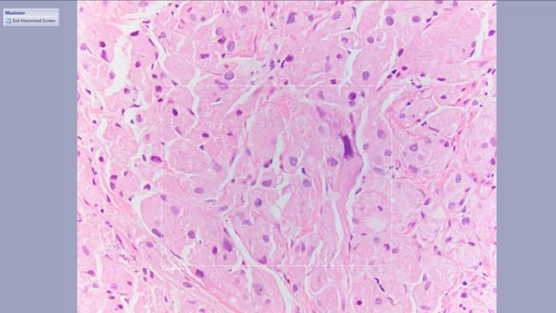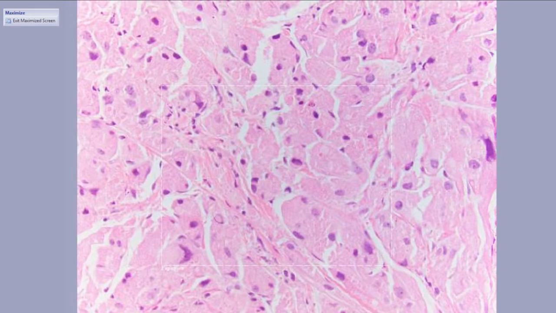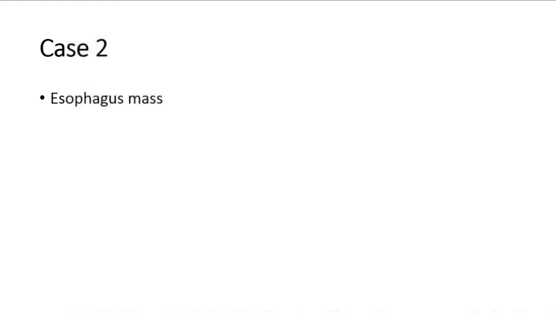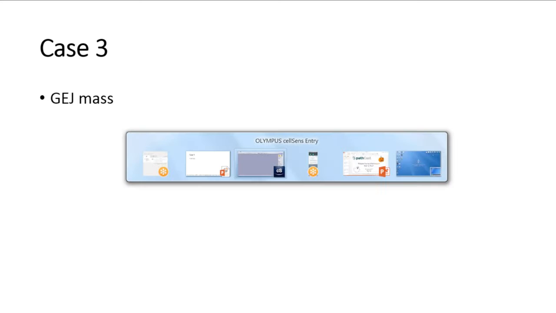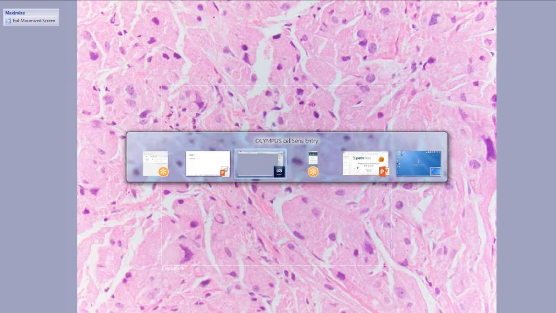or metastasize. And I'm mostly just showing this to let you know that there is such a thing as an atypical granular cell tumor of the esophagus, but this is going to be a minority of your cases. Sticking around in the upper tract, this next case is a gastroesophageal junction mass.